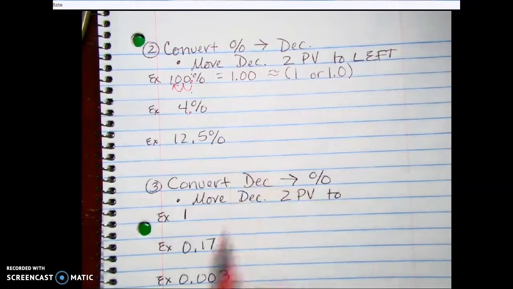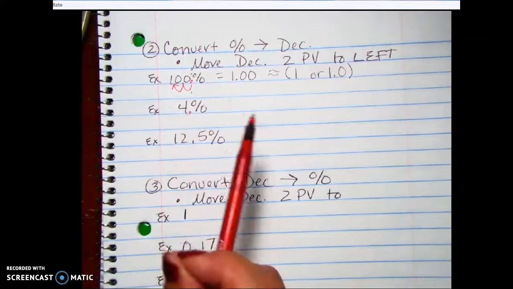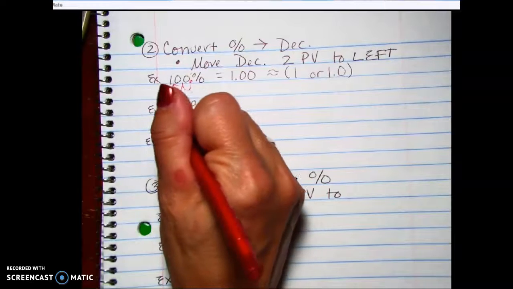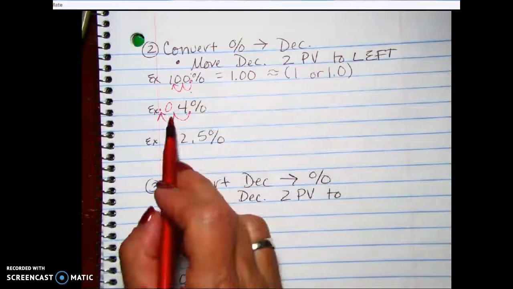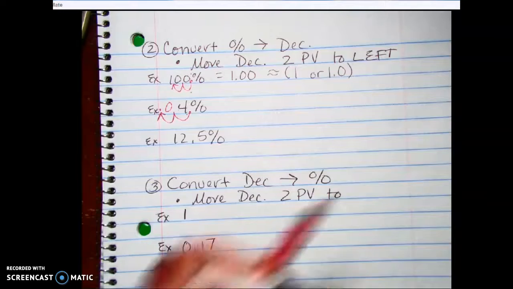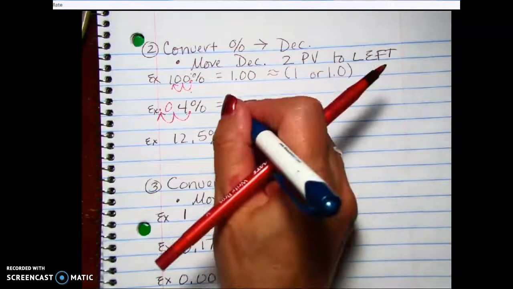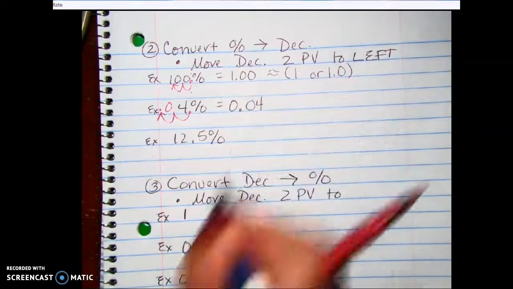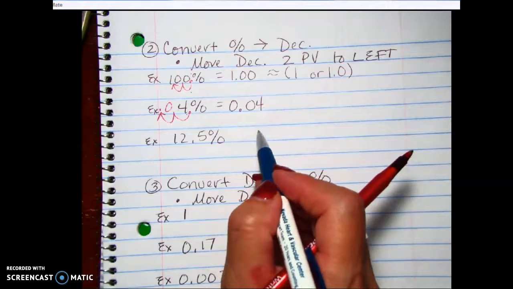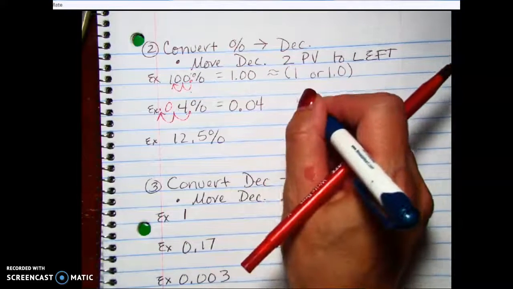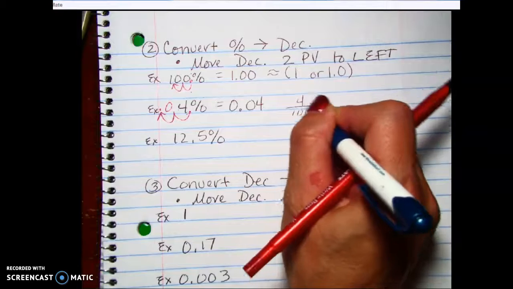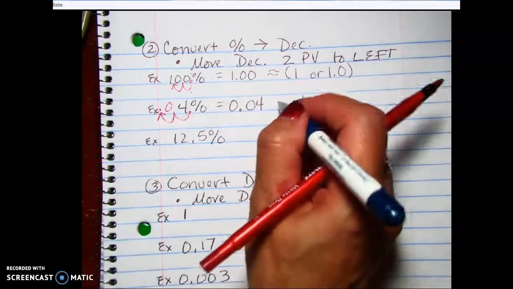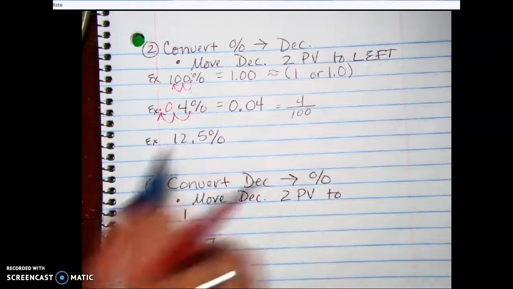Okay, so what if I have 4% and I need to make it into a decimal? I put my decimal point right here to the right of the 4 and I move it 1, 2. Oh, I need a 0 as a placeholder. Do not leave it blank. It will not make it the right answer. So what do I end up with? Well, I'm going to put 0 in the ones place, and I end up with 4 hundredths. 4 per 100. How does this write as a fraction? Oh, so percent, decimal, fraction. It all works out.